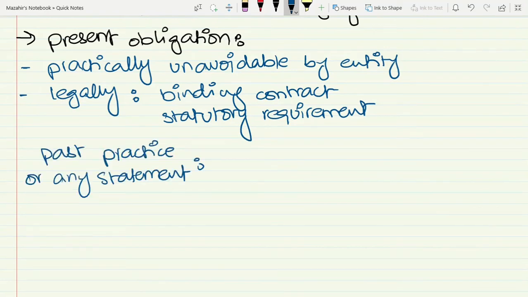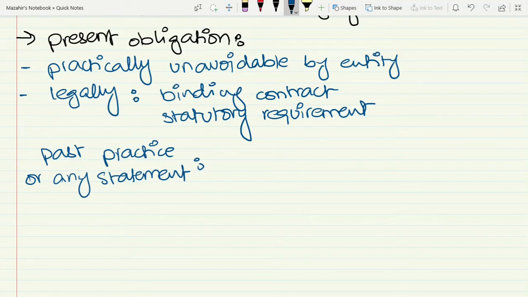We will understand this by an example. If our entity has a past practice of compensating the customer for delivery of any faulty goods, so if a customer now comes and claims that he has been delivered faulty goods, our entity will have to compensate because we have been doing it in the past.